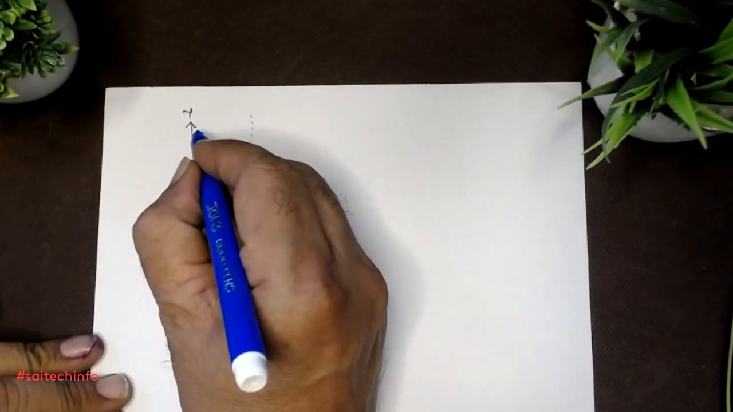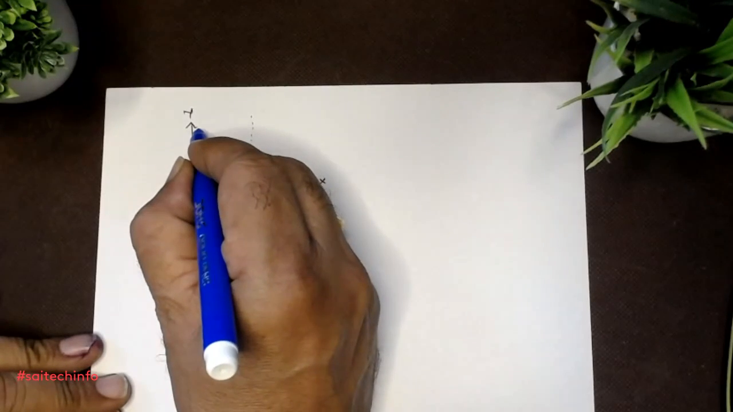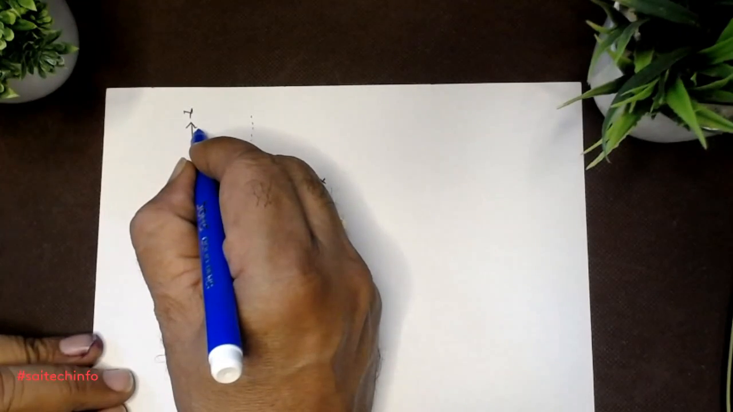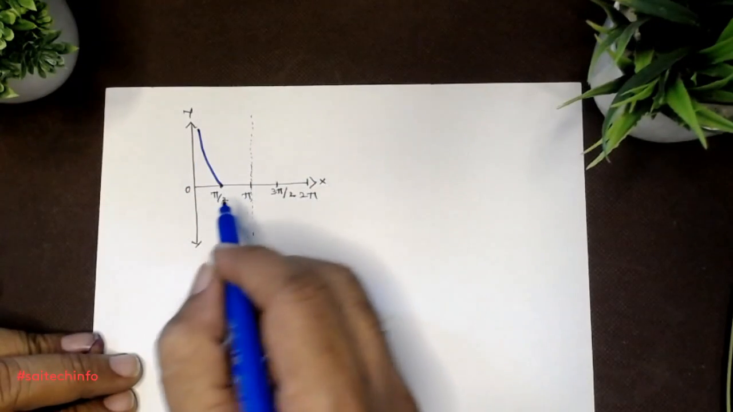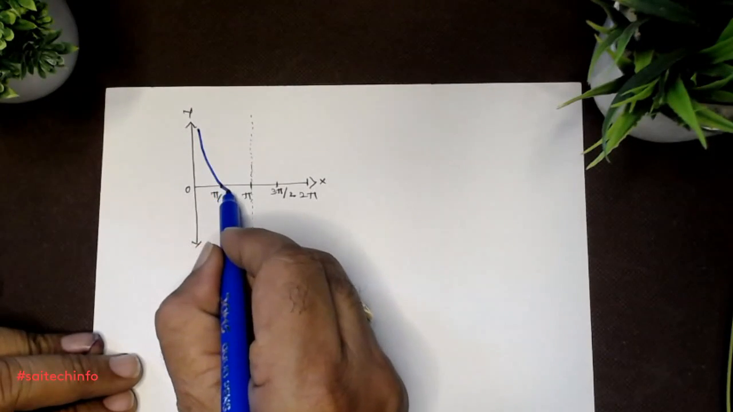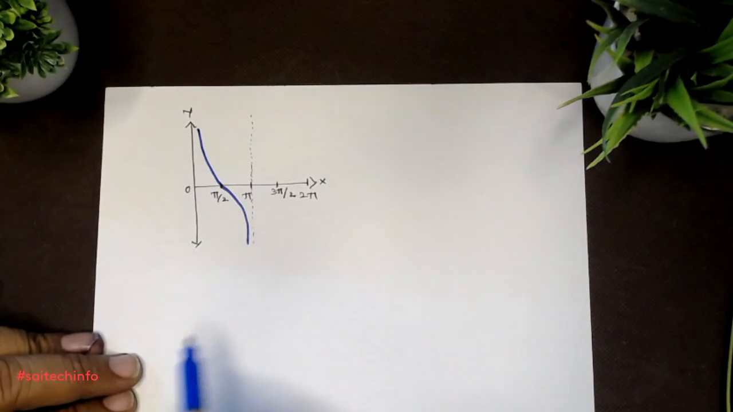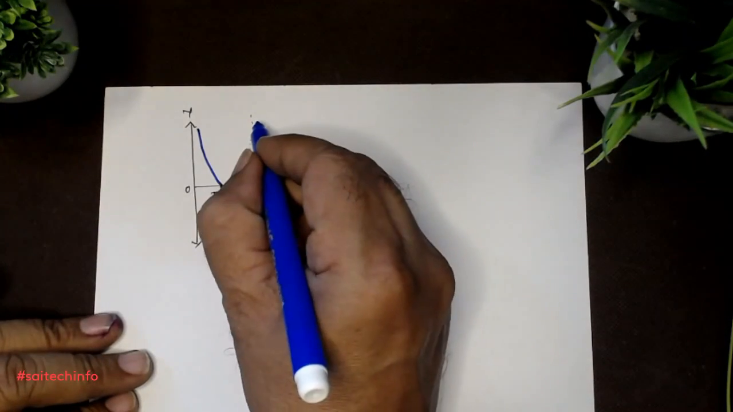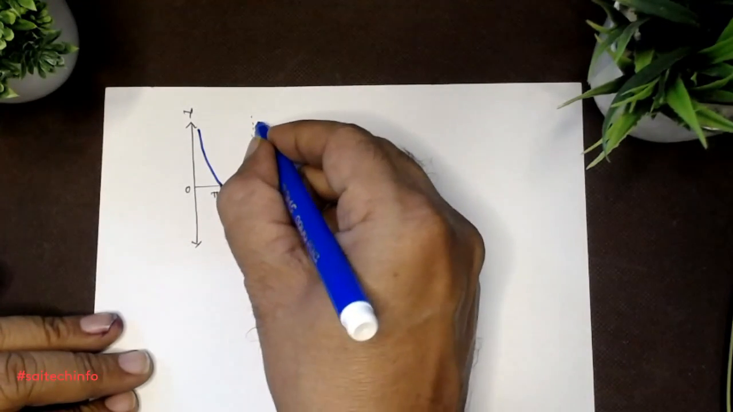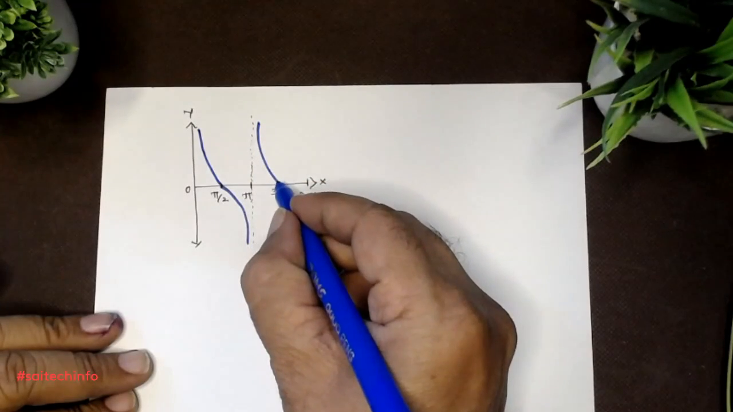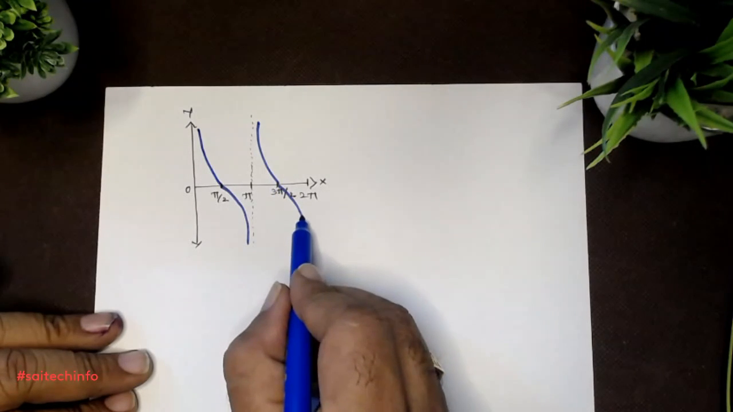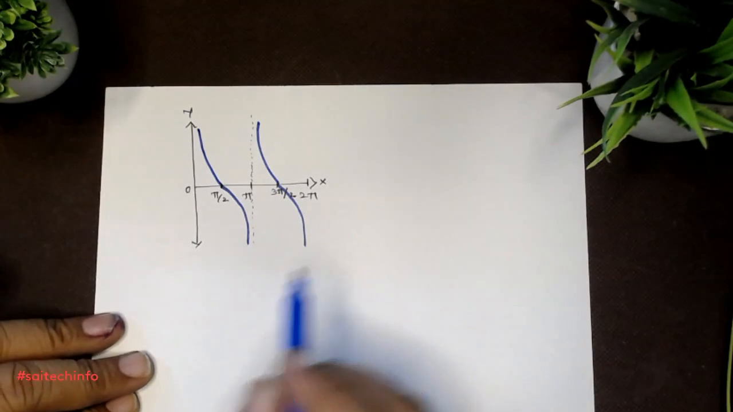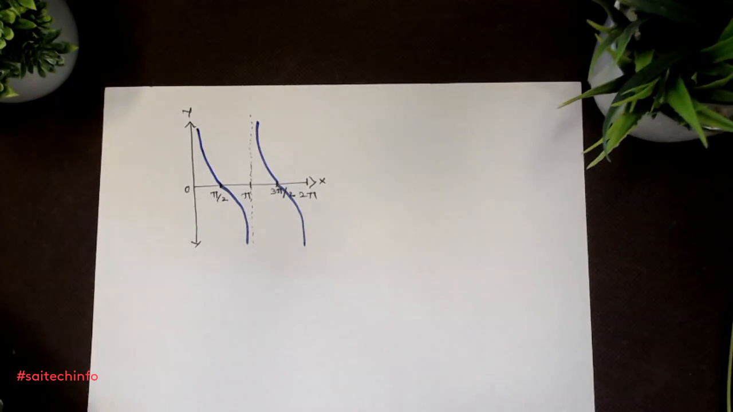Now it falls from the y-axis, crosses pi by 2, and doesn't touch pi. Similarly, it crosses 3 pi by 2 and doesn't touch 2 pi, but it gets very close to 2 pi. So this is y is equal to cot x.